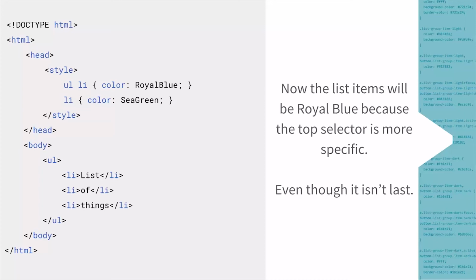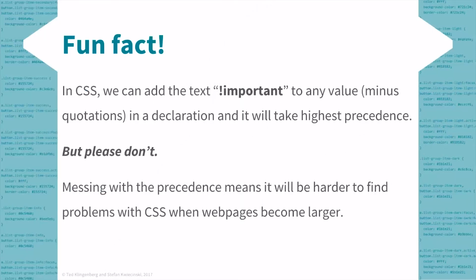But of course, I have to add a fun fact. I always love to add a little fun fact. So today our fun fact is this. In CSS, we can add the text important to any value, minus quotations, of course. So if we just type an exclamation point, important, in our declaration, that declaration is going to take highest precedence. That is going to be the most important thing that will be displayed.